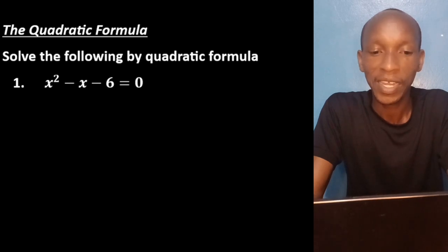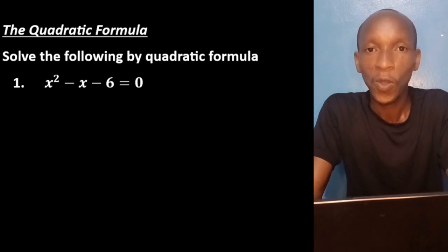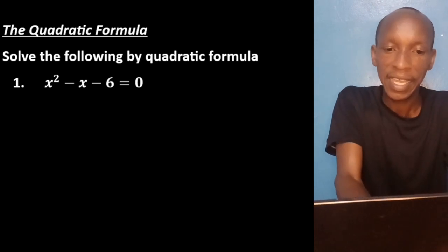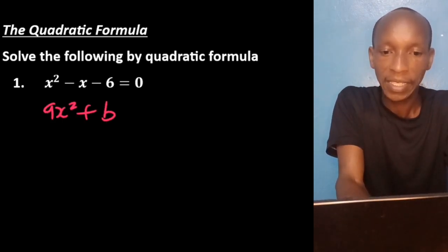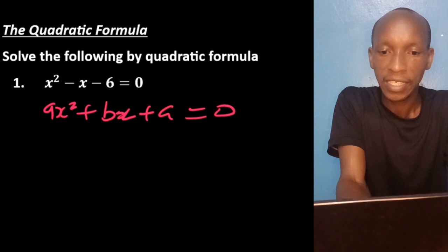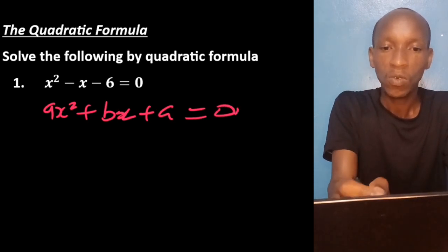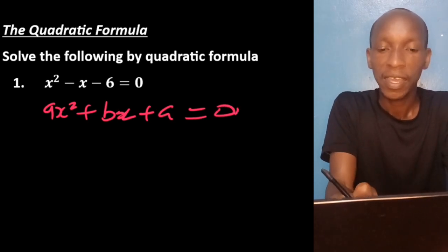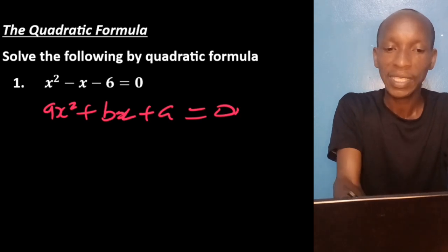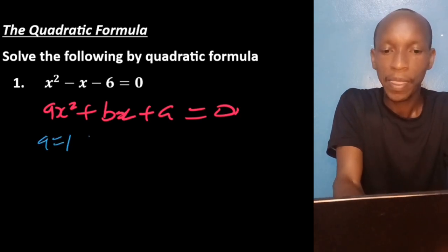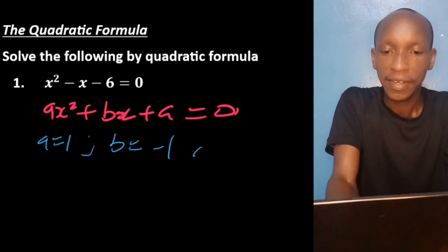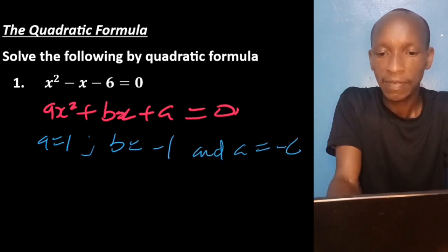Example 1: x squared minus x minus 6 is equal to 0. In this case, you need to know the format of a quadratic equation. All quadratic equations take the format ax squared plus bx plus c is equal to 0. Then we need to know what a, b, and c are. A, b, and c are normally real numbers, either whole, fractions, or even decimals. So in this case, our a is 1, b is -1, and c is -6.